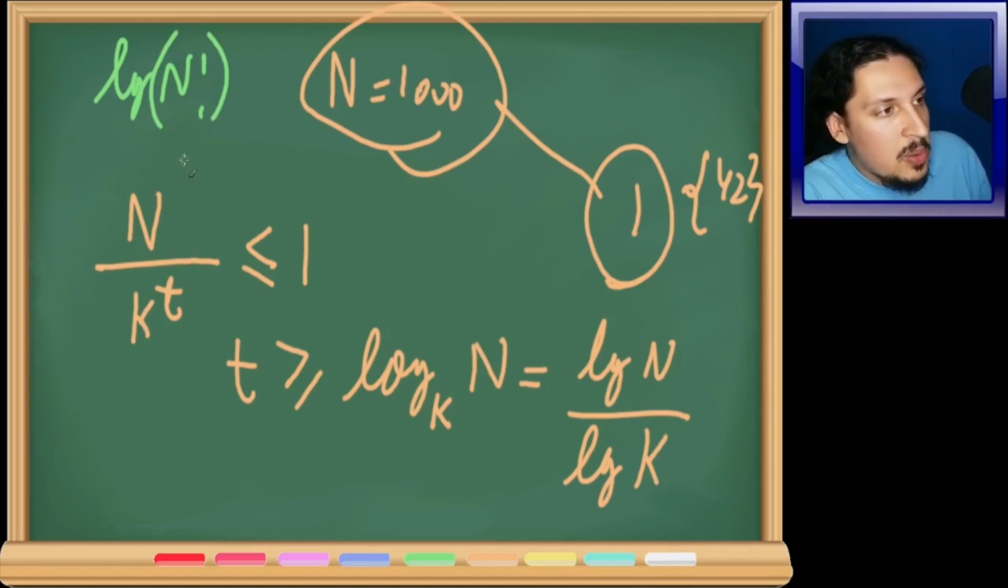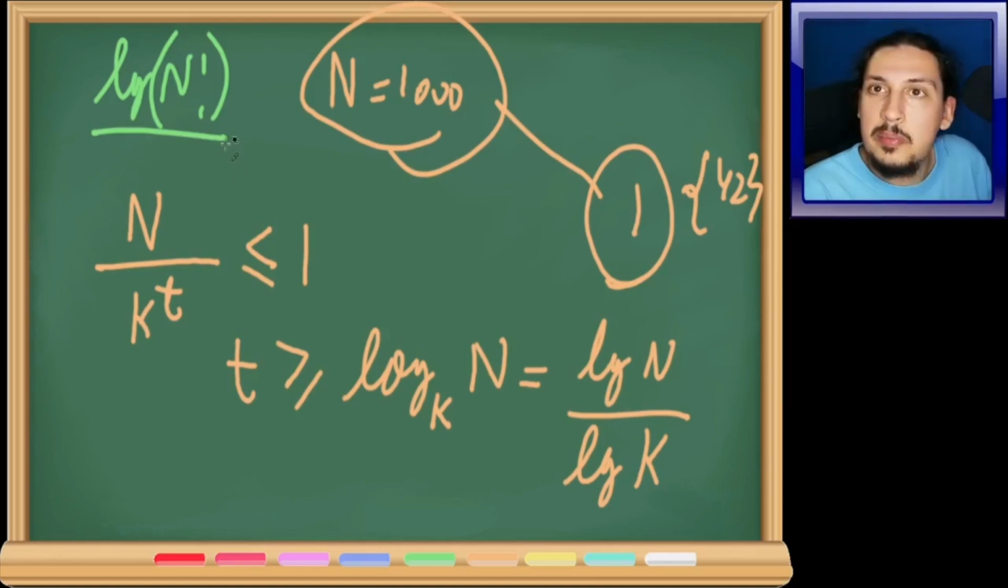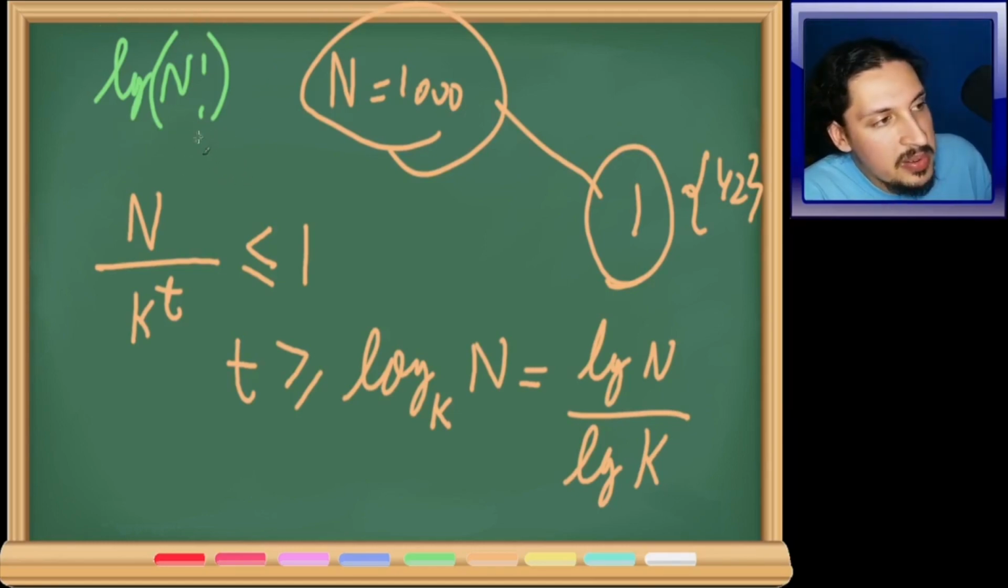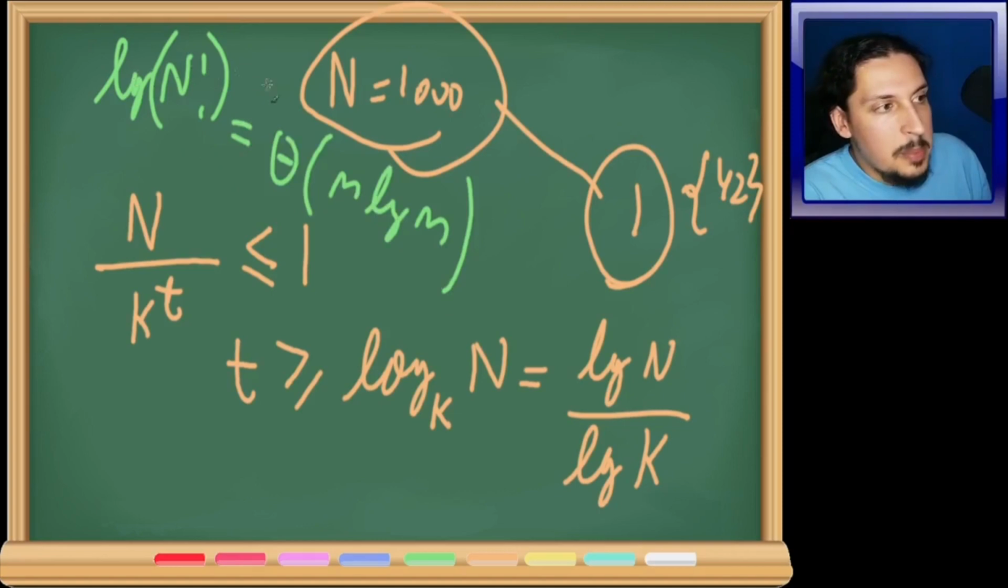It is a constant. So any comparison-based sort will, by this same argument, require at the very least log of n factorial comparisons. And if you make this calculation carefully, this is on the order of n log n. So apart from a constant, this is n log n, and that is the reason.